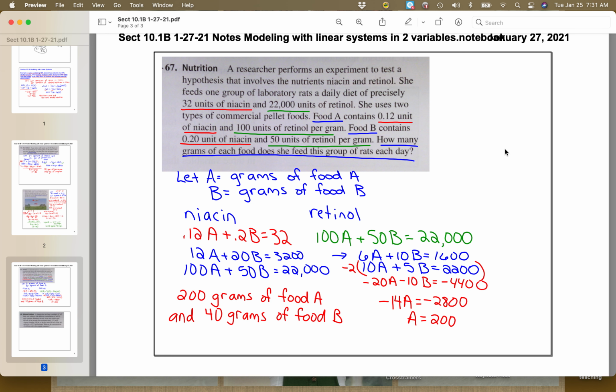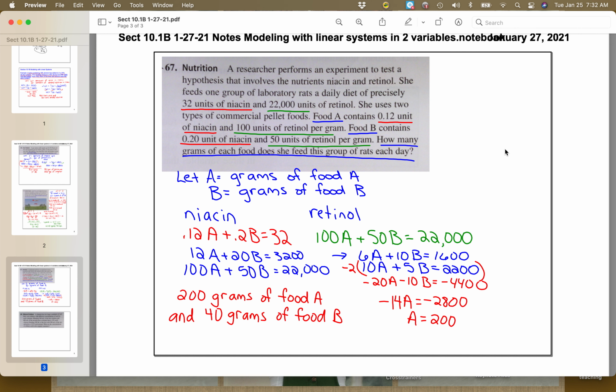A researcher performs an experiment to test a hypothesis that involves the nutrients niacin and retinol. She feeds one group of laboratory rats a daily diet of precisely 32 units of niacin and 22,000 units of retinol. She uses two types of commercial pellet foods. Food A contains 0.12 units of niacin and 100 units of retinol per gram. Food B contains 0.20 units of niacin and 50 units of retinol per gram. How many grams of each food does she feed this group of rats each day?